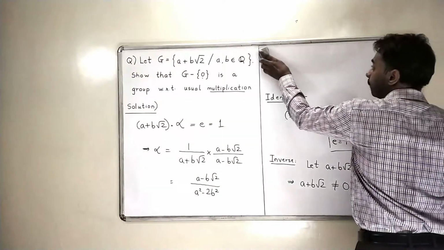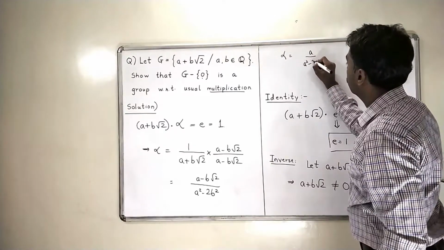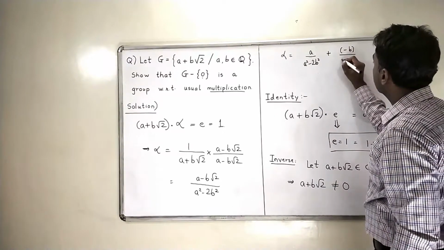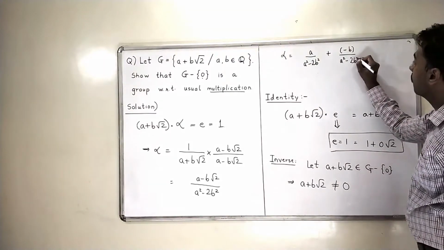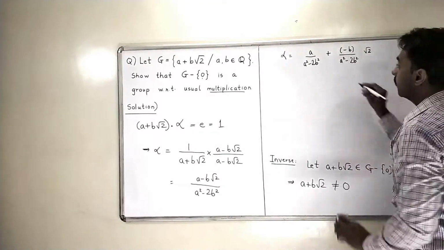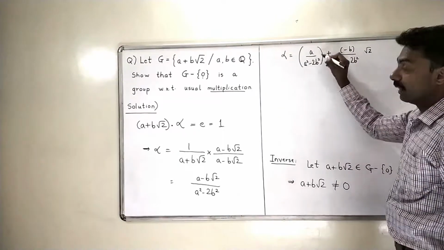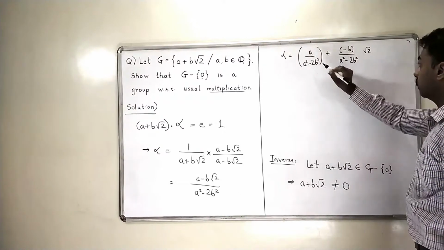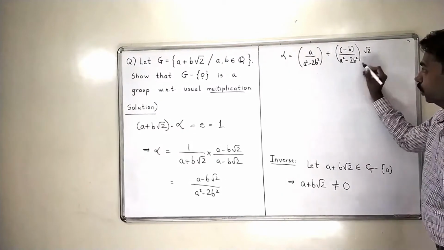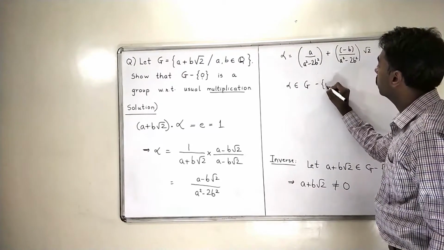What is alpha equal to? Alpha is a upon a square minus 2b square plus minus b upon a square minus 2b square multiplied by root 2. Do you see that this number is a rational number because a and b are rational numbers. So this expression is a rational number, and this expression is also a rational number multiplied by root 2. So therefore alpha belongs to G minus singleton 0.